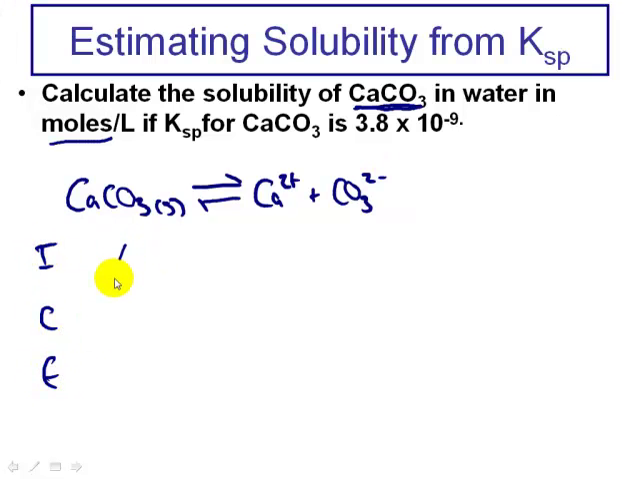If we set up an ice table, we know that the solid is not going to change, and so we just ignore that. And then the calcium starts at 0 and the carbonate starts at 0, assuming, of course, that the only source of ions is the calcium carbonate sitting there in water and dissolving. Now, if I want to figure out the solubility of calcium carbonate, well, really what that's saying is what is the maximum concentration of calcium carbonate that can dissolve in the water before it reaches equilibrium and becomes saturated.